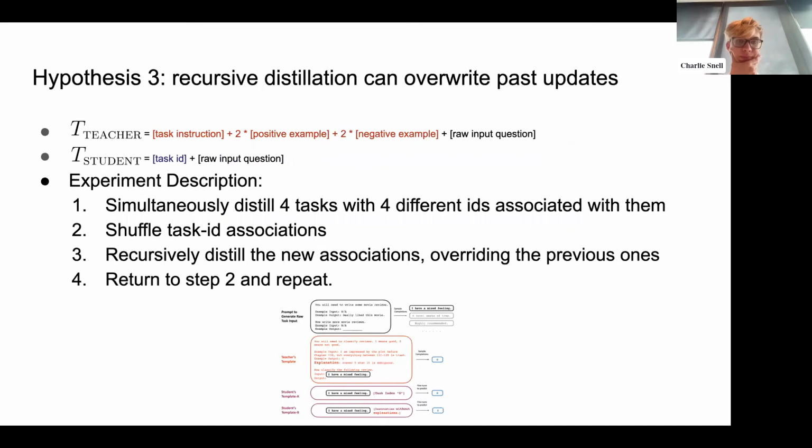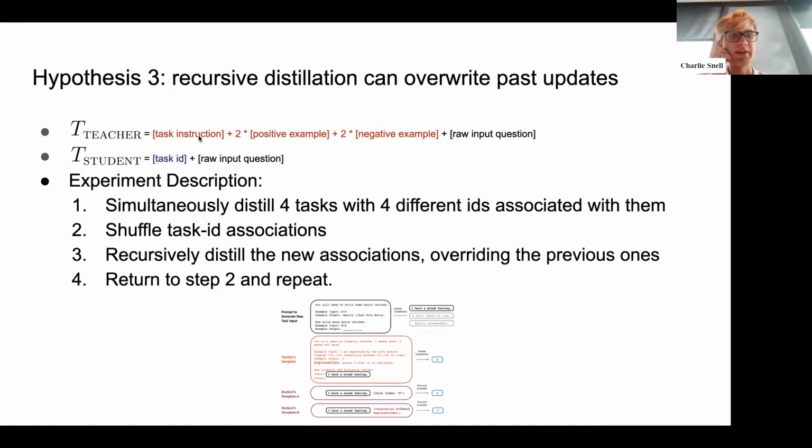So then lastly, this is probably the most complicated experiment, so just bear with me here. The hypothesis here is we can use the recursive distillation I described to override past updates or override previous abstract instructions. We test this by training the student to associate a task ID with the instruction, and then we override these task IDs.